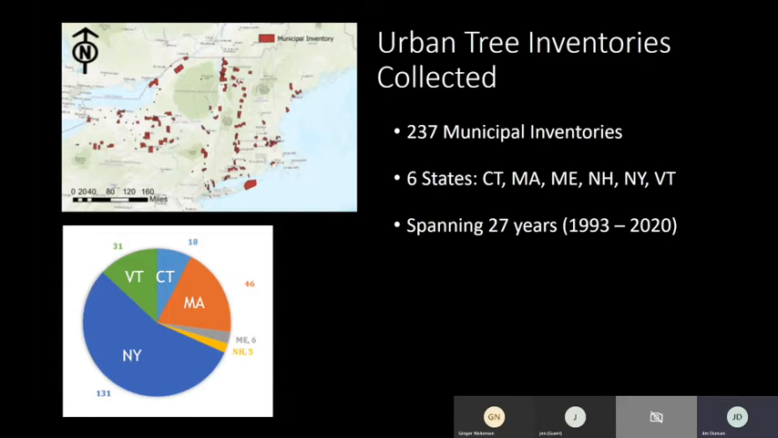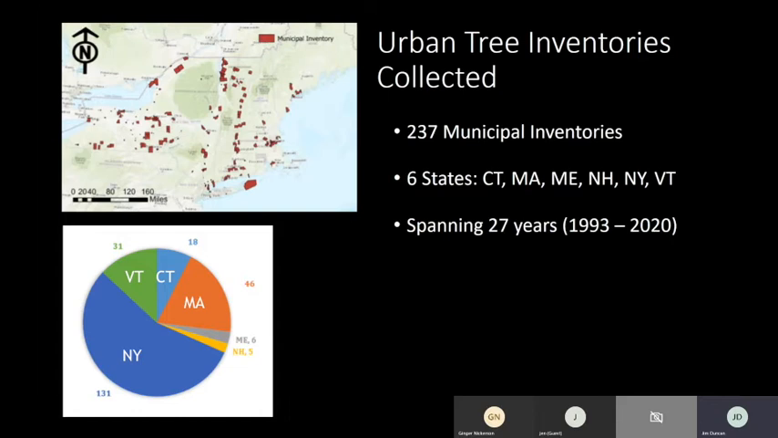So we were able to get access to 237 inventories. We say municipal inventories in some cases. This also includes college campus inventories, but the vast majority of them are for municipalities. These inventories covered six states. We didn't get any from Rhode Island through this effort, and it may have just been a search effort issue when we started it up a year or more ago. These inventories span 27 years, so some have been collected as far back as 1993, and some are very recent. In some cases, a municipality would have multiple inventories, a re-inventory, on a periodic basis.